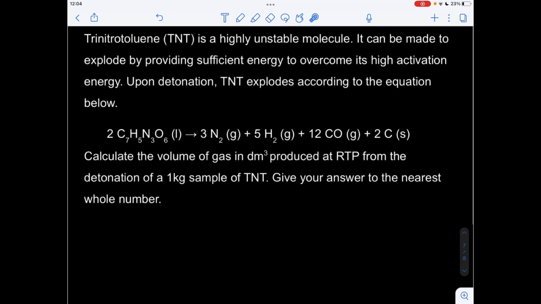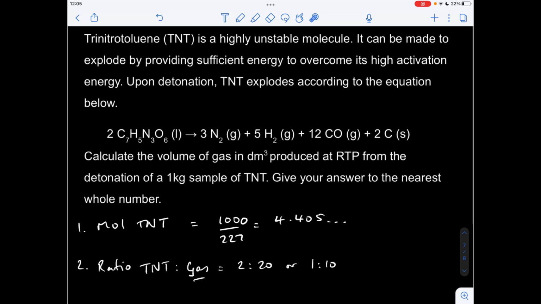So this is the final one. I've chosen a particularly awkward one for the final one, just to check you're absolutely fine with this method. So again, pause the video and then play on when you're ready for the answers. So step 1, we're going to calculate the moles of the known chemical, TNT, this stuff here. So we've got a kilogram, that's 1,000 grams, divided by its MR. So we've got that many moles of TNT that's been detonated.